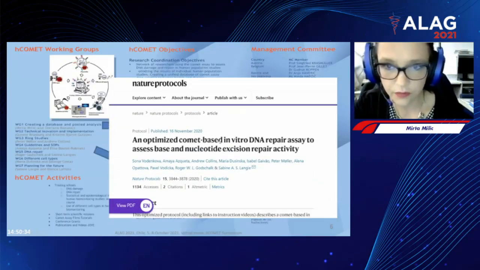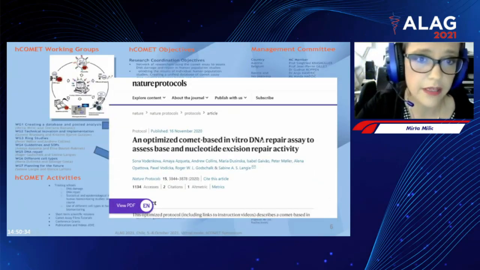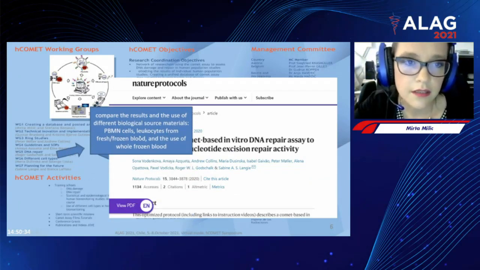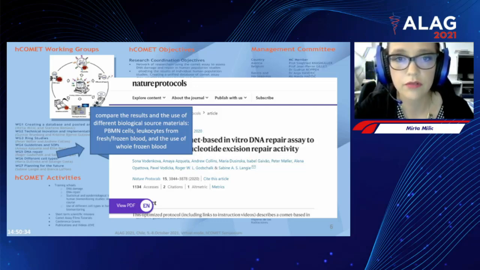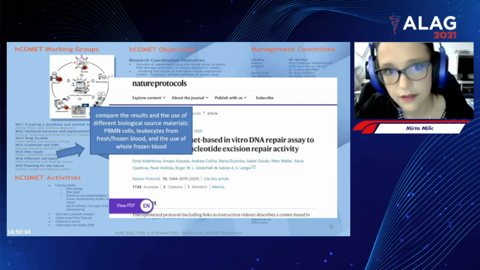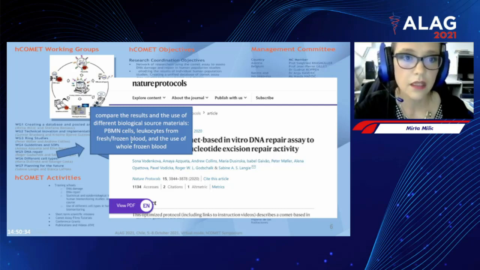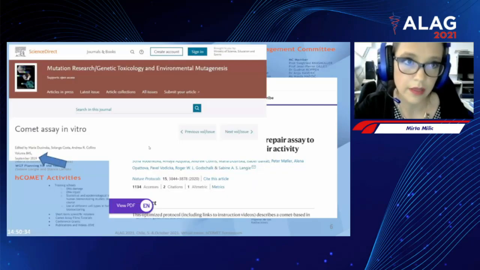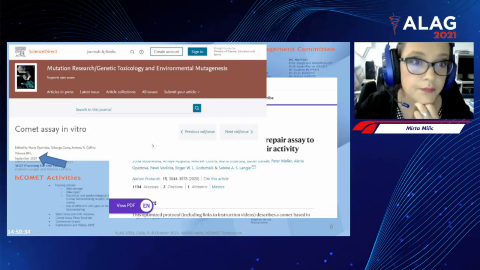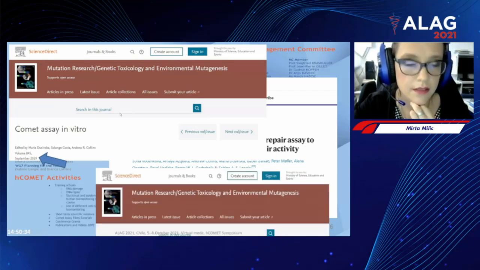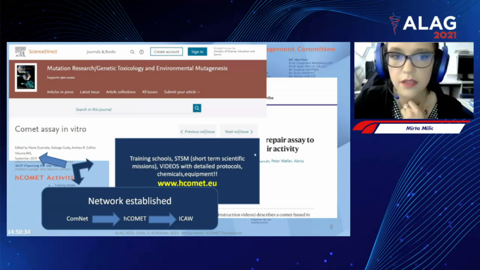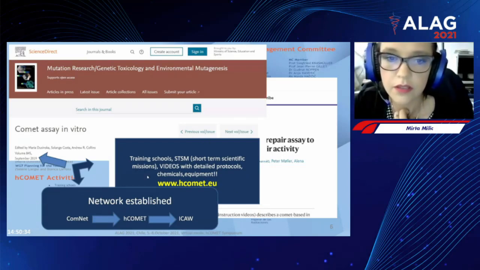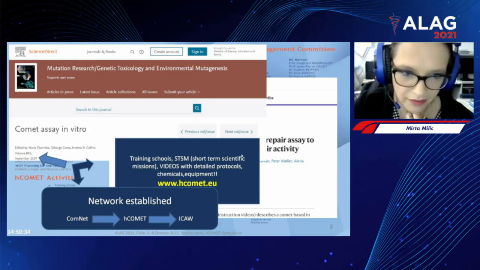This is another one for the in vitro DNA repair assay. We have compared the results and the use of different biological source material, because in human biomonitoring you are usually using blood or isolated cell fractions like leukocytes, or fresh or frozen blood. We have even published 2 special issues in Mutation Research. This is one, and this is the second one. We have also made a lot of training schools, short-term scientific missions, and videos, and you can check everything again on our webpage if you're interested.